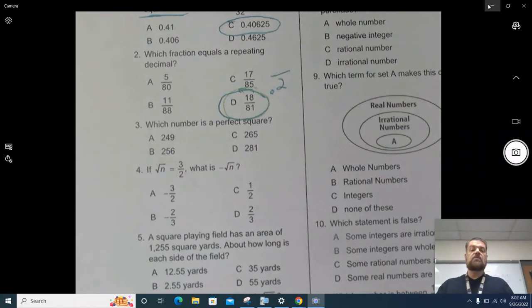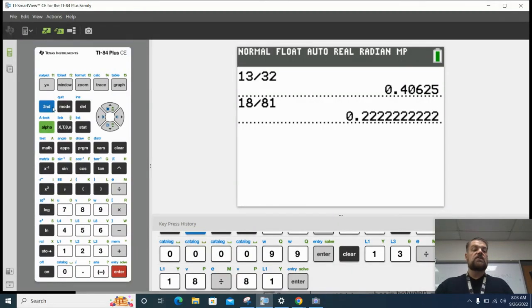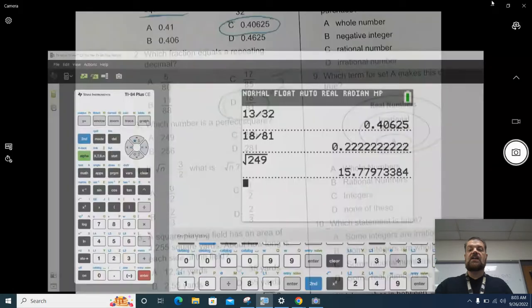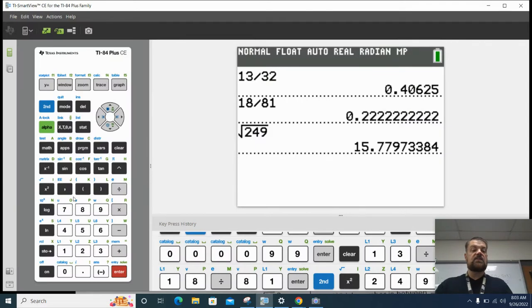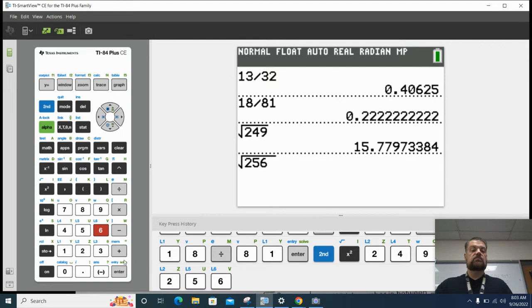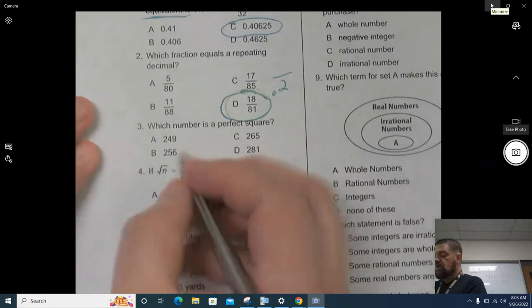Now the next one says, which number is a perfect square? That means if I take a square root, we'll have an integer, actually a whole number. Well, let's just crank through it. Square root of 249. You guys do this, play along with me at home. Plug these in the calculator, see if you could beat me. Nope, that's not it. The next number is 265. Well, I'll do 256. I think it's 256. Yep, 16 times 16. So circle 256. See how that works?